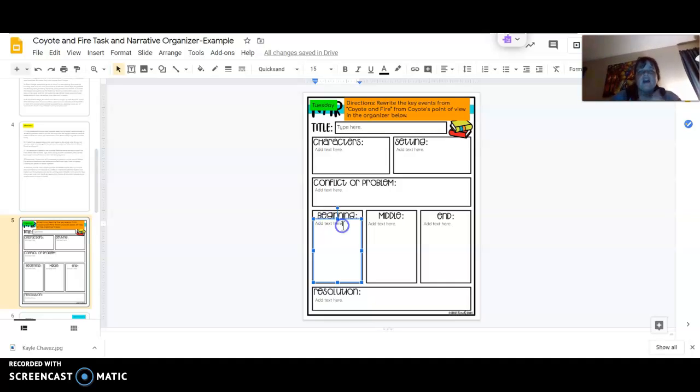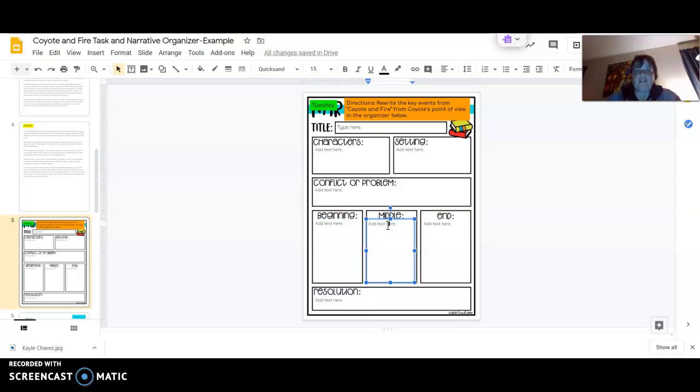So in the beginning, you're going to briefly share and think about it like the way you organized last week's story. In the beginning, it's introducing the characters, the setting, maybe a few little problems that are occurring. But again, all of this is from the coyote's perspective. So what is the coyote feeling? What are some of the little issues that are happening at the beginning of the story? The middle of the story is where your climax is.